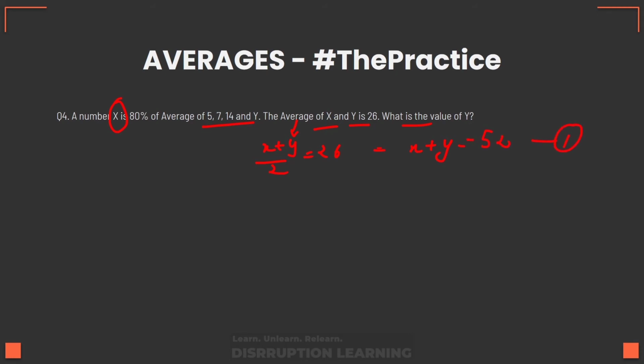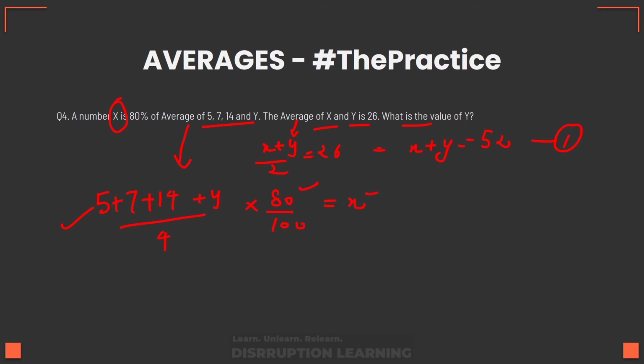Now, as per this equation, the things are like this: 5 plus 7 plus 14 plus Y, divided by 4, into 80% of it, 80 by 100, is equal to X. I hope that is clear, because this is the average part, and this is the 80% part. And if we do the multiplication of both, we get X.